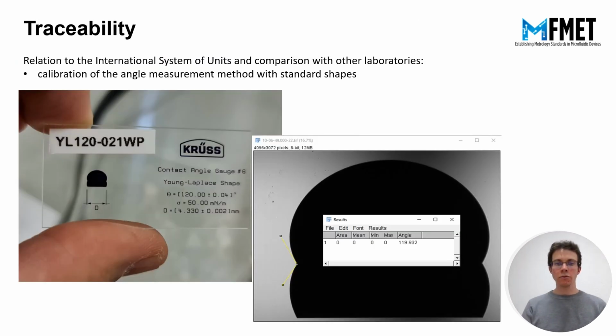One quick word about traceability. Like any metrology project, the measurements must be traceable to the international system of units so that different laboratories following the same process are able to compare their results. Here, it is the angle measurement method that needs calibration. This is done by using a standard printed on a transparent slide. After taking the picture with the camera of the setup, we apply the same process on the image to measure the angle and compare it to the reference value.